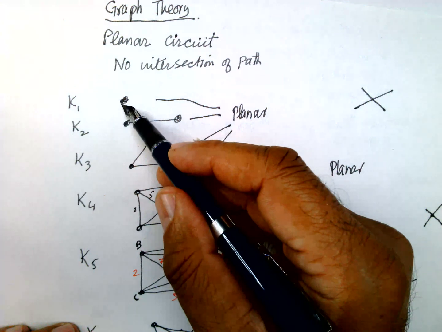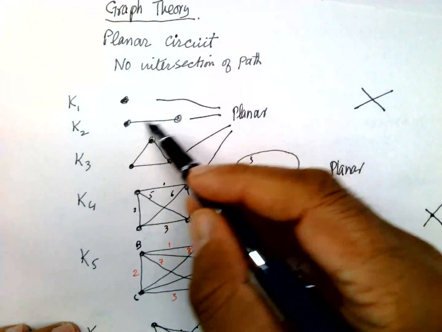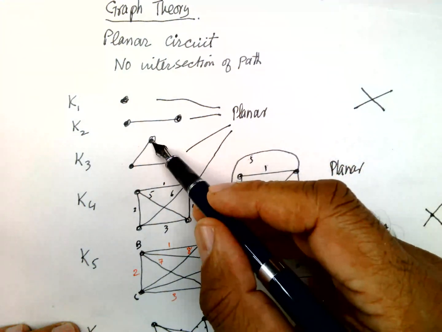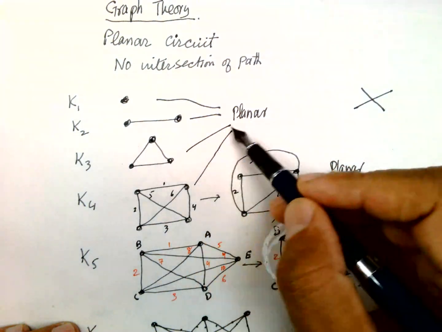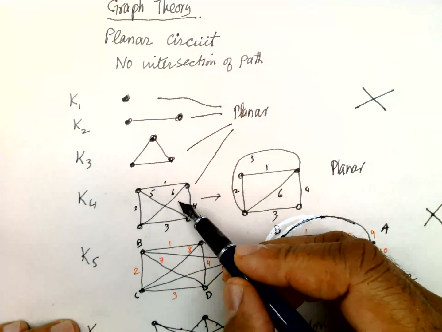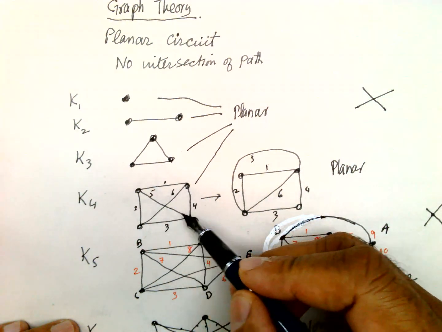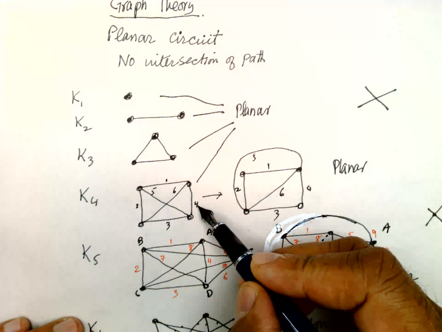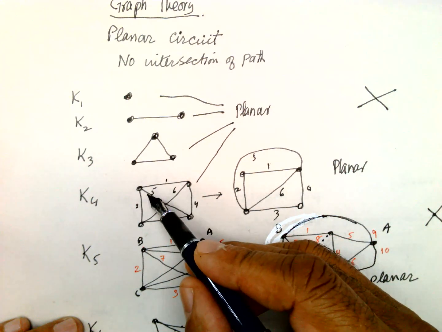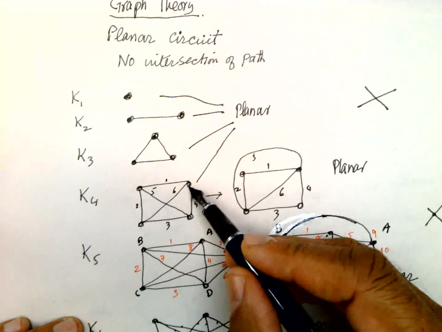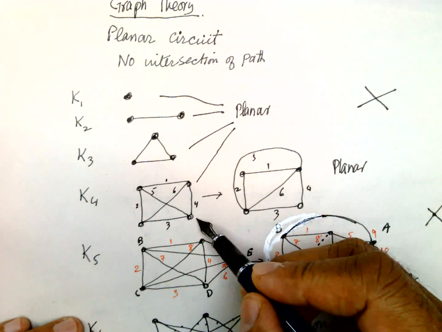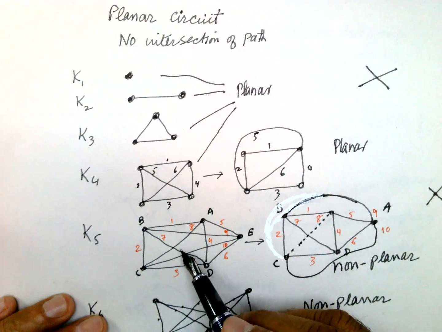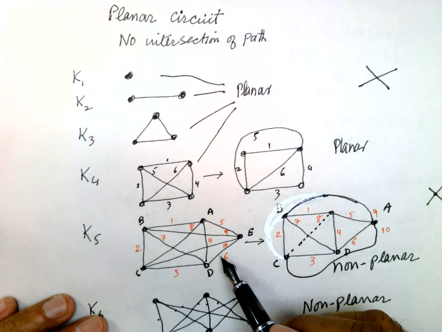K1, one vertex, planar. K2, two vertices and one edge, planar. K3, three vertices and three edges, planar. K4, four vertices and six edges: one, two, three, four, five, and six. The fifth can be drawn like this, and the sixth is fine. So this is planar. K5 has five vertices and 10 edges.